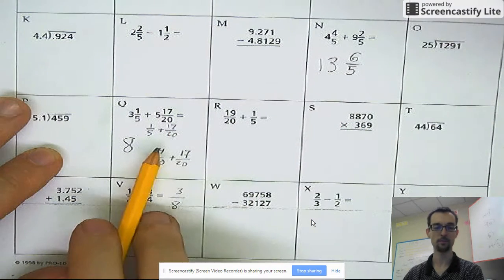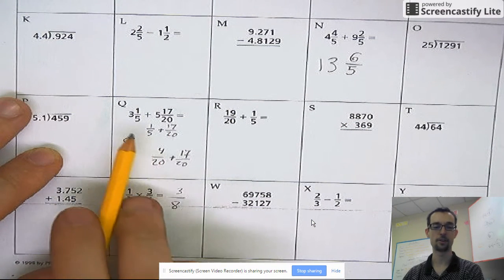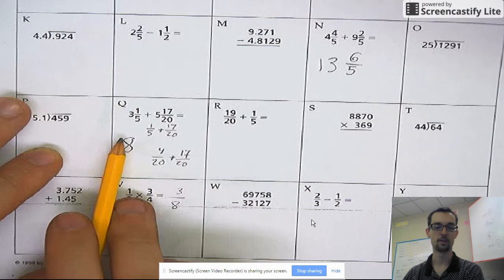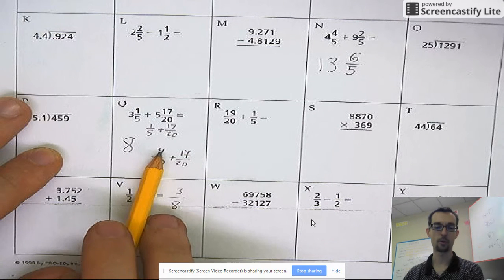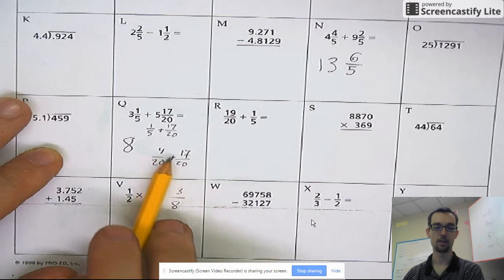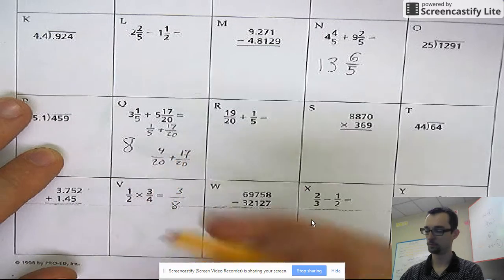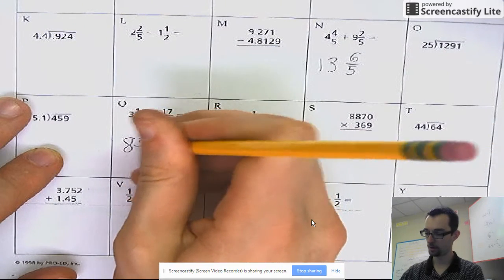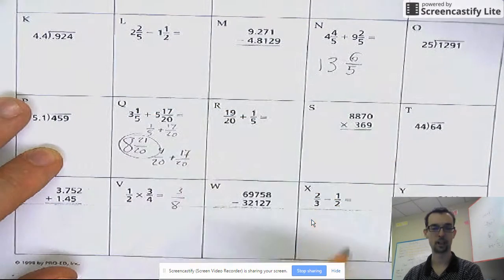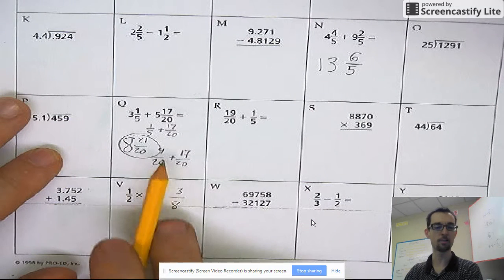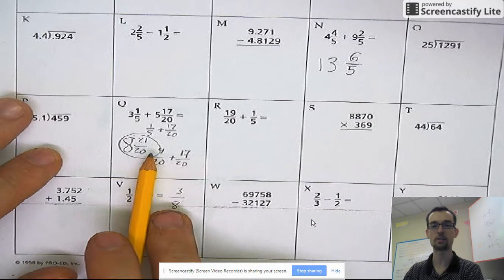Now I'm left with my integer part, which is 8, 3 plus 5. My fractional part is 4/20 plus 17/20. 4 plus 17 is 21. So my answer will be 8 and 21/20. Done. It's an ugly number, but it doesn't matter. As long as it's correct, you're good. You're golden on the computation quizzes.